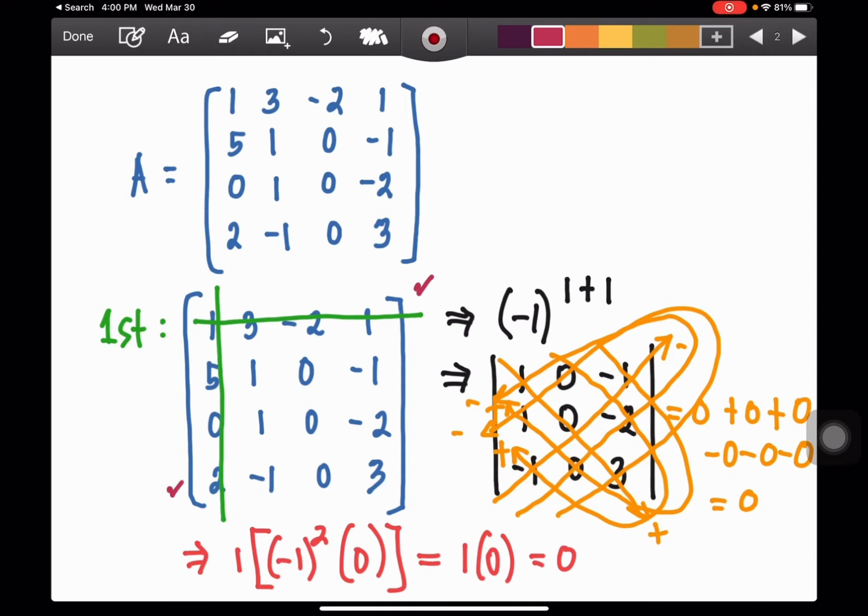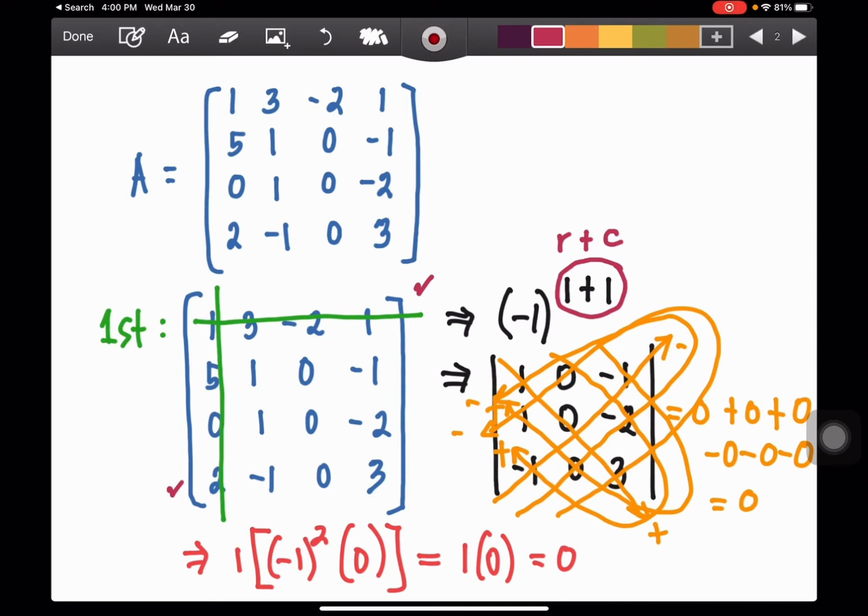Okay, so what we're going to do now is to substitute here in the exponent your row number and column number. So the base is constant here, -1. That is raised to 1, meaning the first row, plus 1, which is the first column. Okay, so you have 1 plus 1.